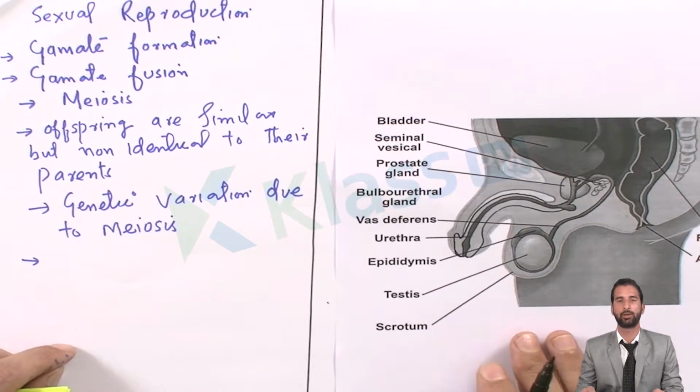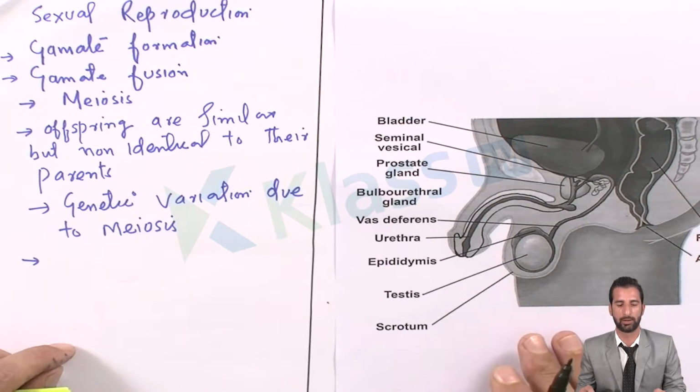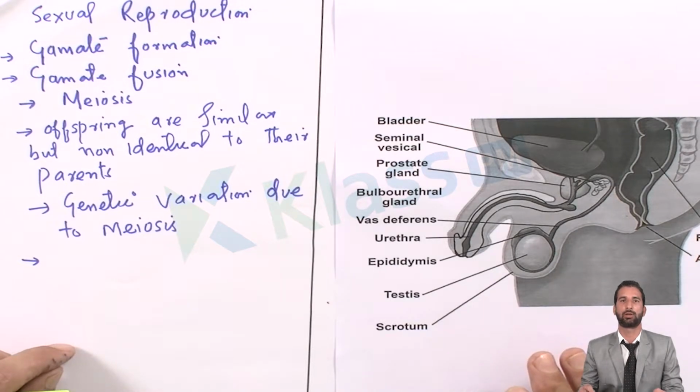In the previous videos we discussed asexual reproduction and the various modes of asexual reproduction. Now in this video we will discuss sexual reproduction: what is sexual reproduction, how it takes place, and what is the important significance of sexual reproduction.